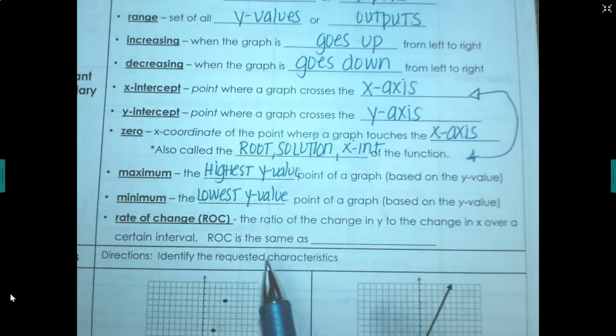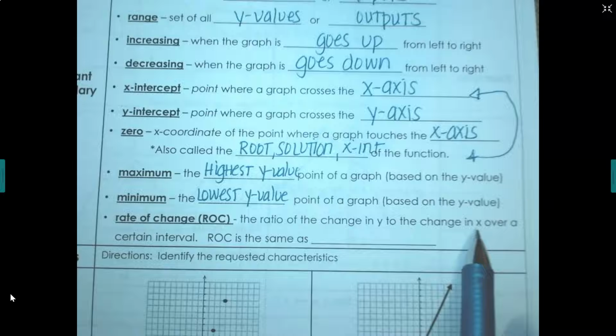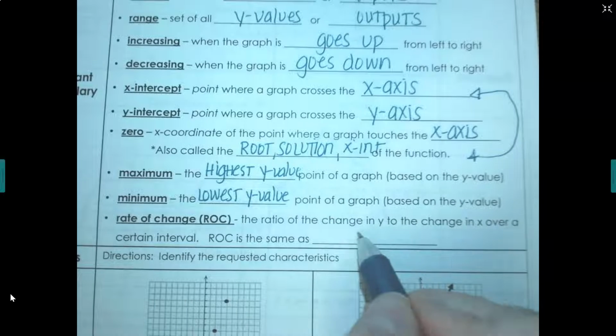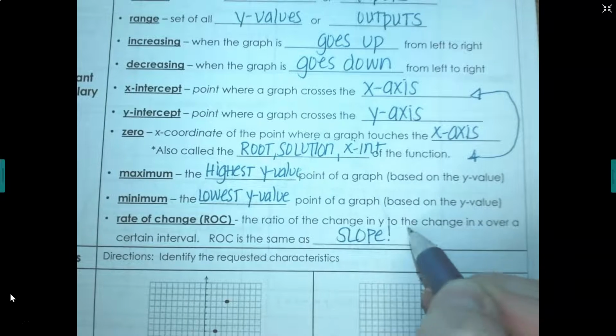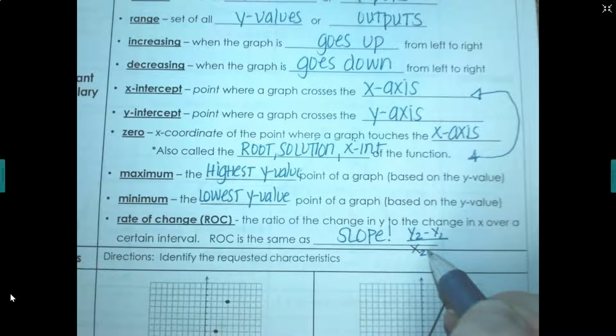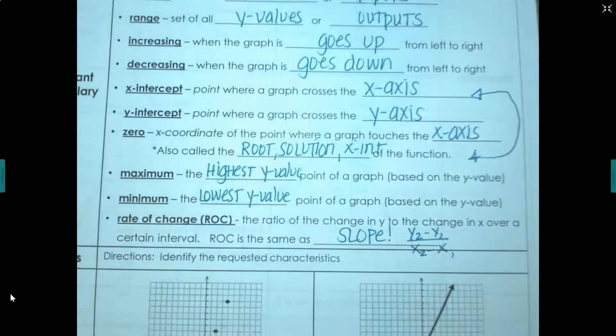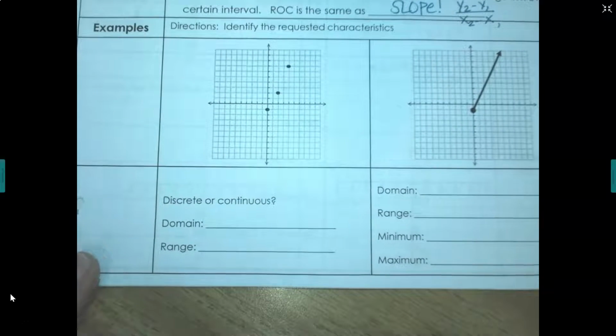And then your rate of change is the ratio of the change in y to the change in x over a certain interval. Remember that rate of change is the same as slope. So you would do y2 minus y1 divided by x2 minus x1. All right, we're going to take all these vocabulary words and we're going to start to apply them to some different graphs. So let's look at our first example here.